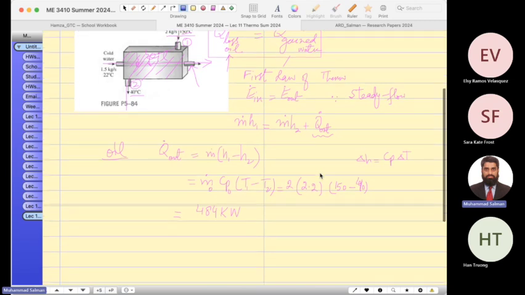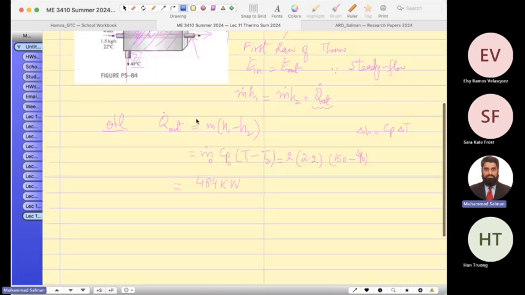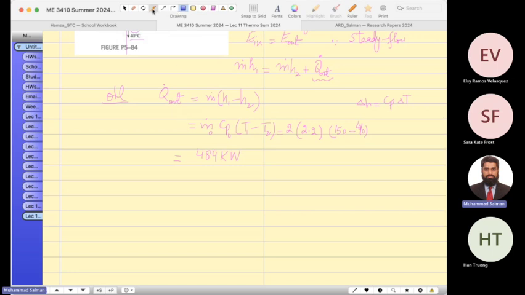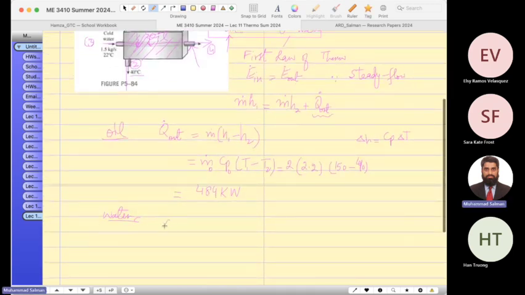Because in the end, what we are trying to determine is the rate of heat transfer. We have found the heat transfer rate, which is 484, and now the exit temperature. So for water, the next thing we have to find out is the exit temperature of water. Suppose this is point 4, this is point 3. Now what is the exit temperature? So can I write down the heat gained by water?